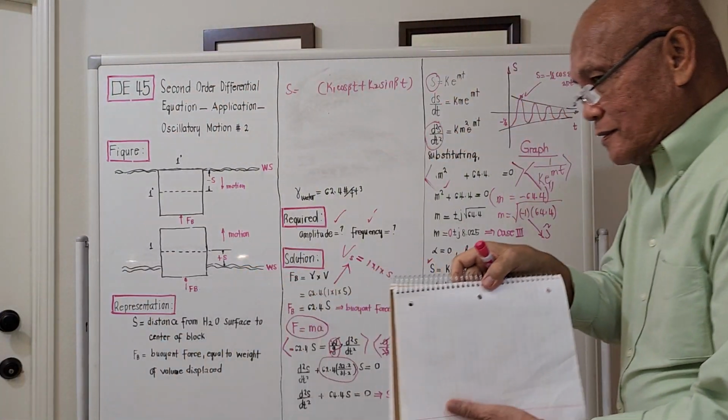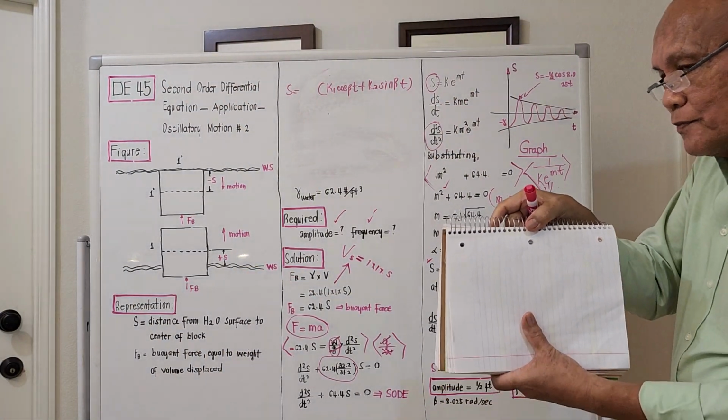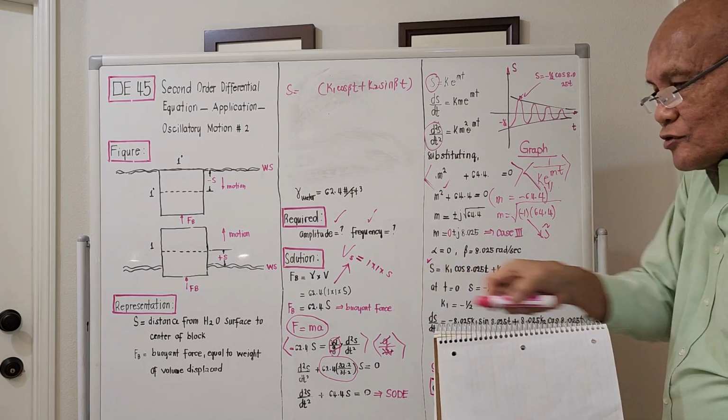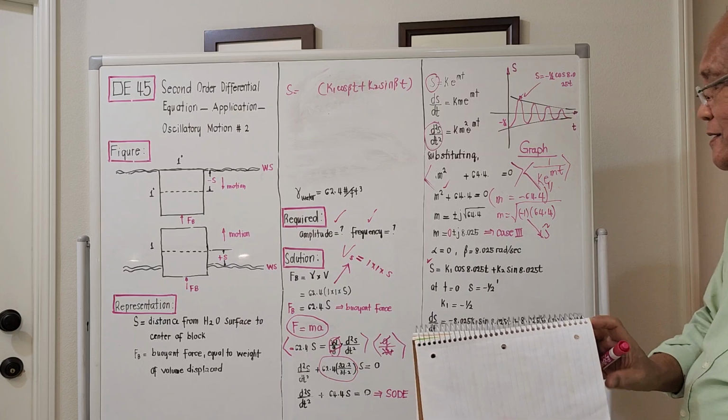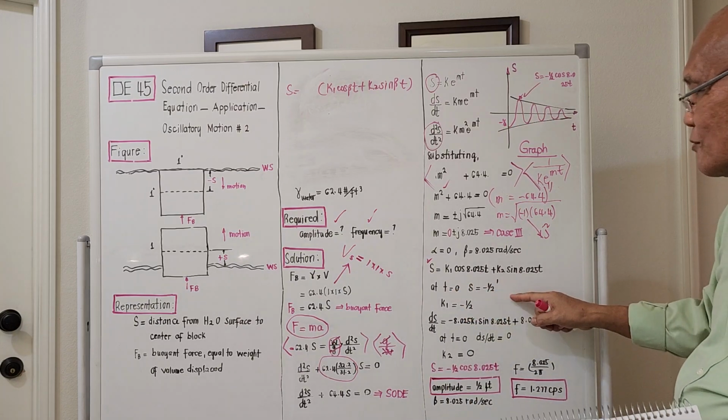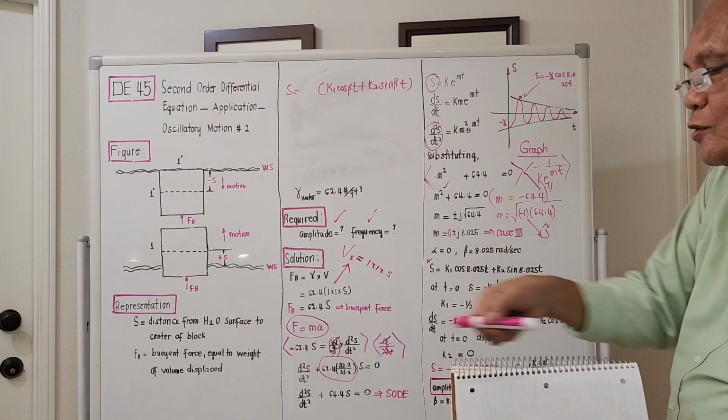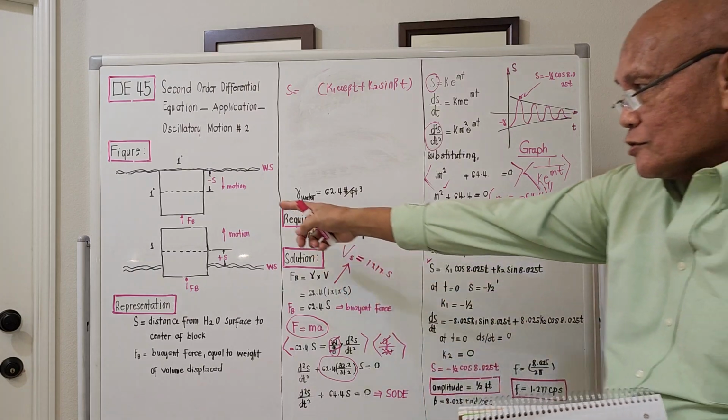At the time that the block of wood is submerged, this is the water surface, the value of S is actually negative S. At time t equal to 0, S is negative 1/2. Why negative? It is below the water surface, right? It is this one.